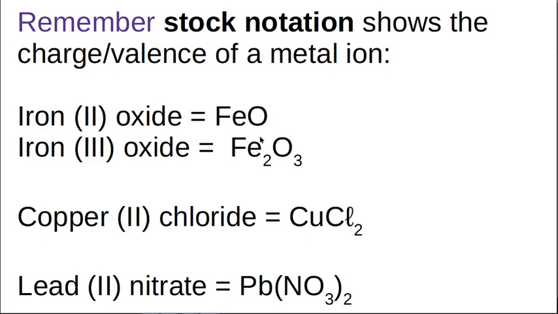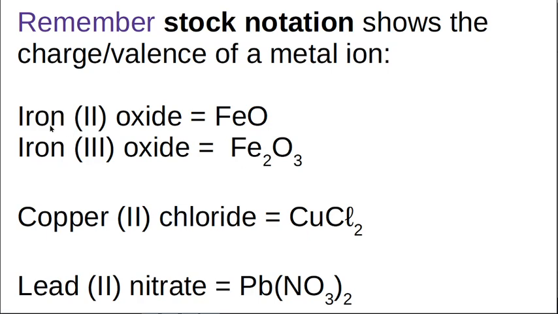So if I've got a 3 plus here and a 2 minus there, I balance them by moving the charge down to the other atom. So this is 2 minus, I bring the 2 down to the iron, and this is 3 plus, I bring the 3 down to there. And so then 2 irons will give me 6 positive charges, and 3 oxygens will give me 6 negative charges, so this is neutral, okay?